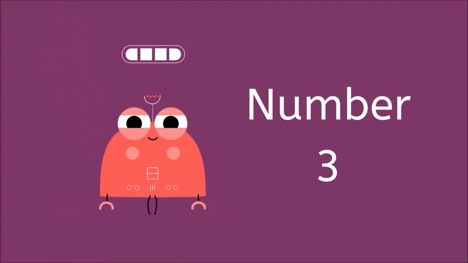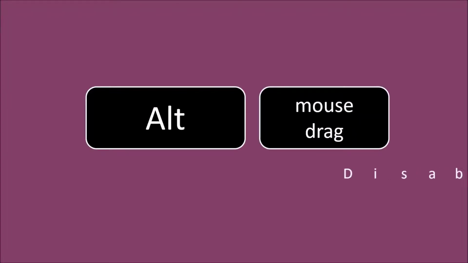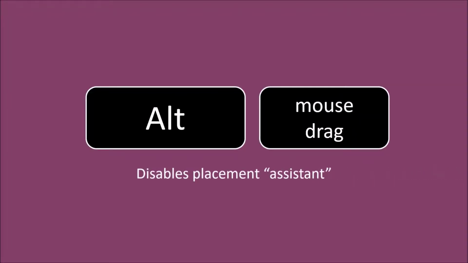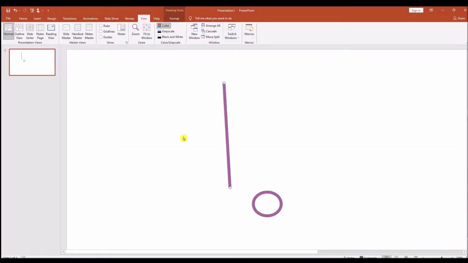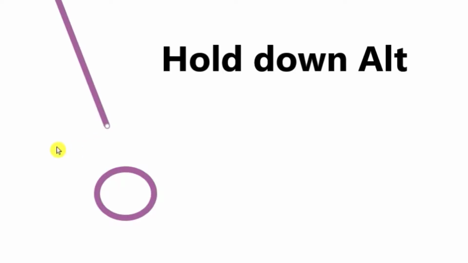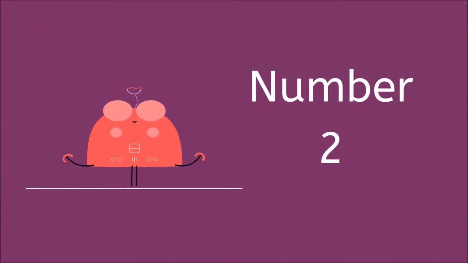Number 3. Alt mouse drag. This disables what we call the placement assistant. So let's imagine you're trying to move a picture around. And Windows is helping you, but it's not helping you because it's just giving you options that you don't want because it's trying to help. Well, if you hold down the Alt key when you do that dragging, then that disables and you can put your item wherever you want it.